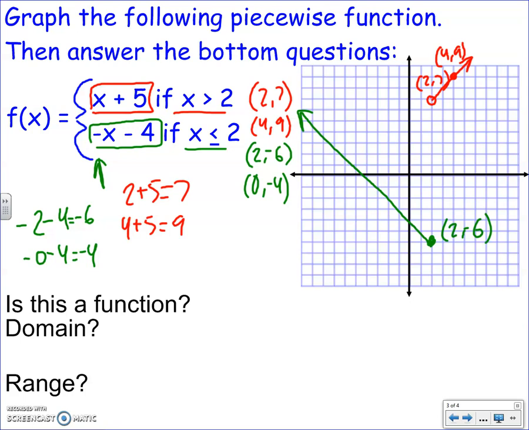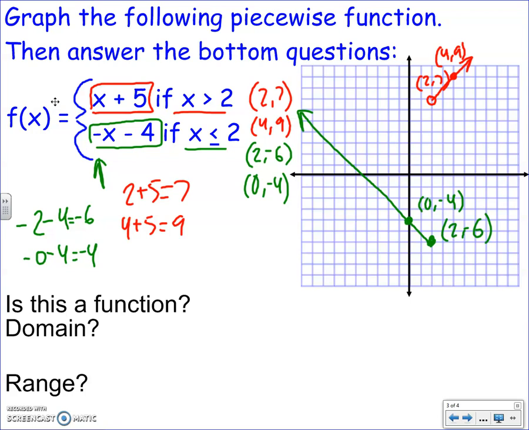0, 1, 2, 3, 4, right there. 0, negative 4. All right. So there you go. This graph has two pieces. There's a line with a negative slope for the left half and a line with a positive slope for the right half. All right. Is this a function? Does it pass the vertical line test?